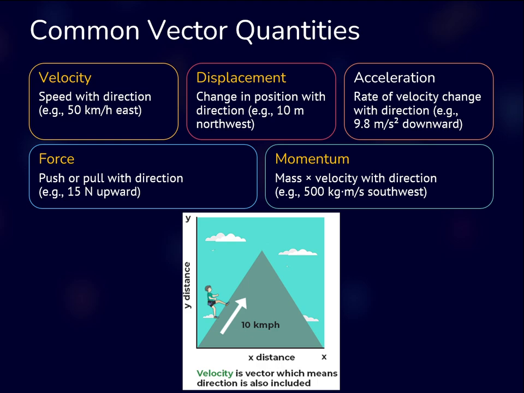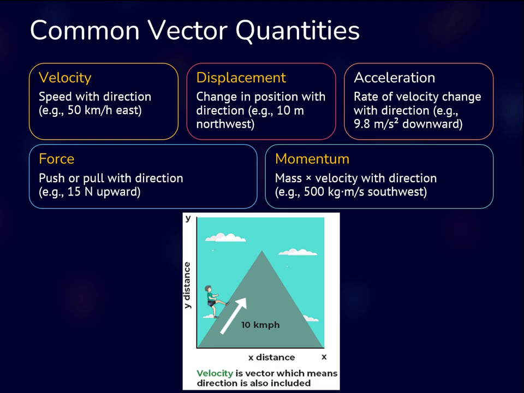Displacement is a vector quantity. It's the change in position with direction. For example, 100 meters west. Force is a vector quantity. It's a push or a pull with a specific direction. For example, 15 newtons downward. Acceleration is a vector quantity. It's the change in velocity per unit time in a specific direction.